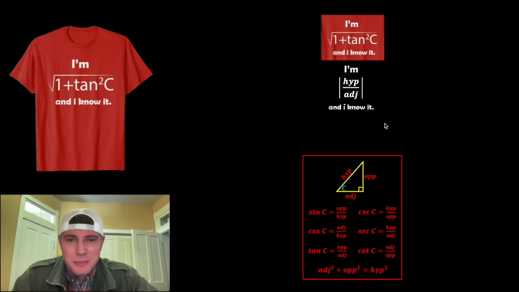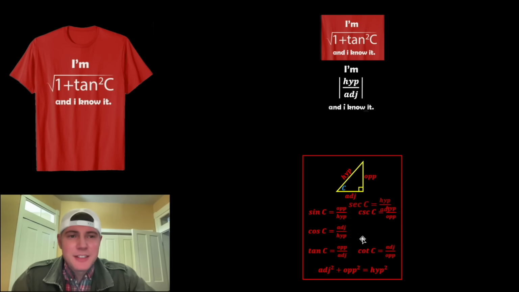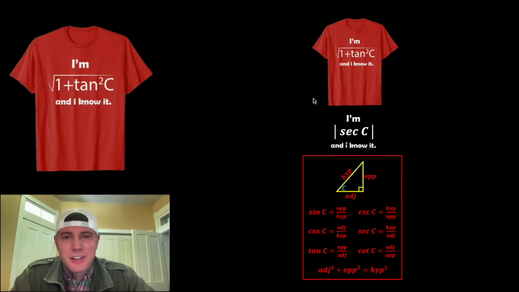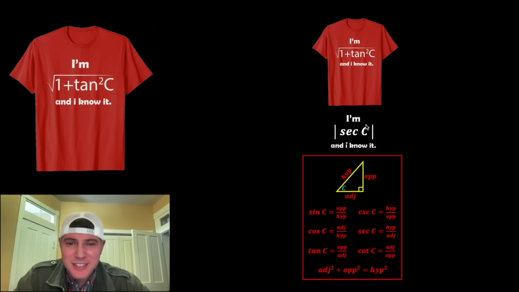But we're not fully simplified yet. If we look at our notes, hypotenuse over adjacent is equal to secant c. So we can change this hypotenuse over adjacent to secant c. And now we've solved the riddle of the t-shirt. Instead of "I'm square root of 1 plus tangent squared c and I know it," it's actually "I'm secant c and I know it." The shirt's funny because they didn't fully simplify it. How exciting.